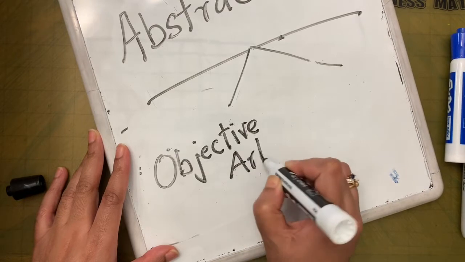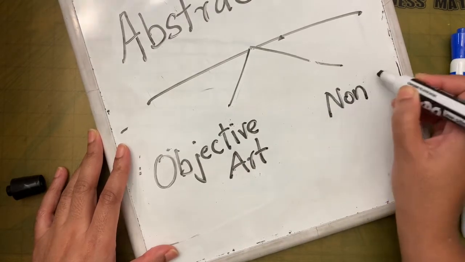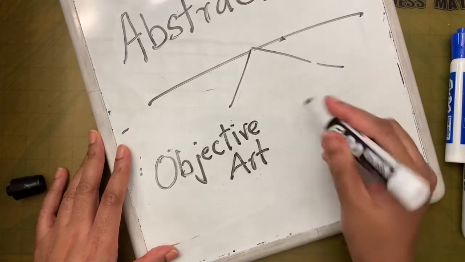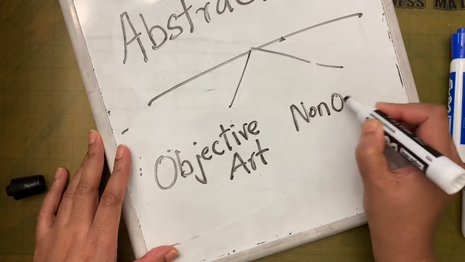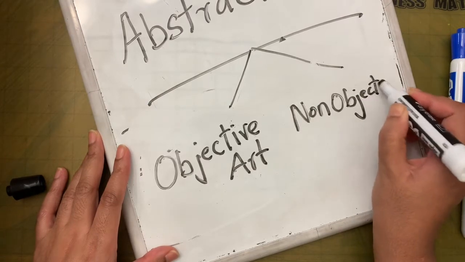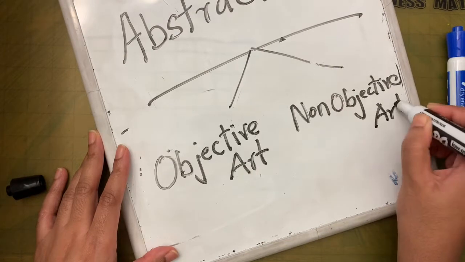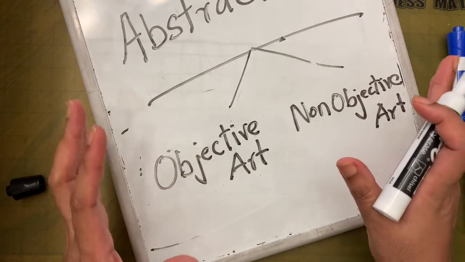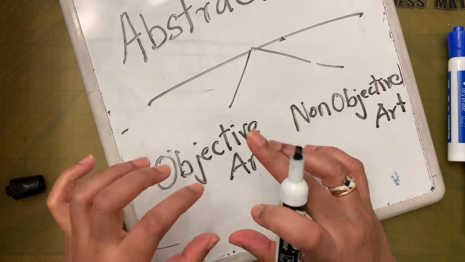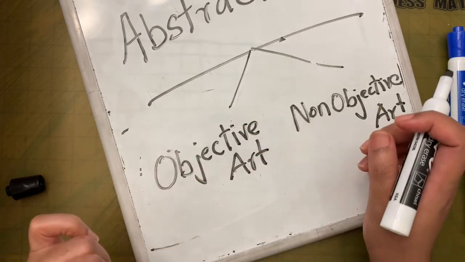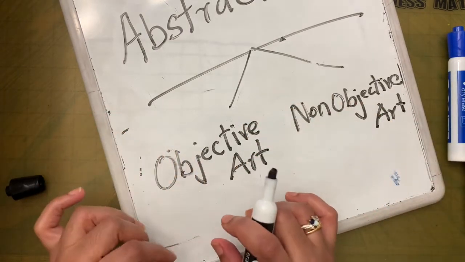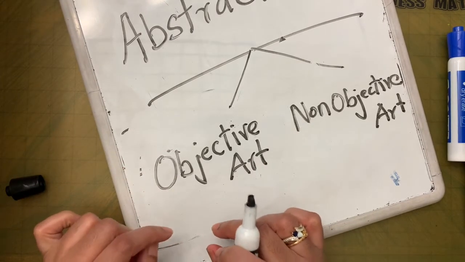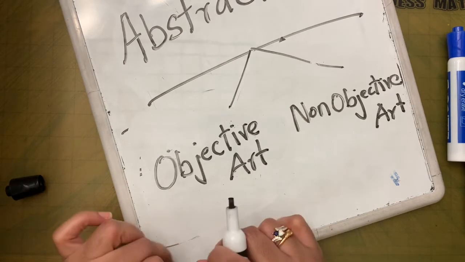Objective art and non-objective. Oh, there is no space. Let me erase this. Non-objective art. So these are the two ways an abstract art is divided. An objective abstract is filled with objects you may recognize. So what we are going to do today is an objective art. You will be able to recognize what we are drawing.